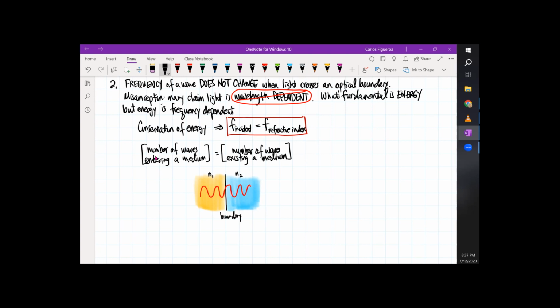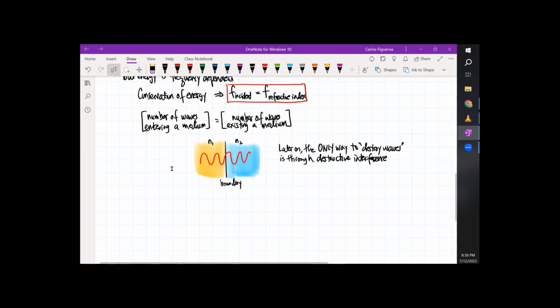And what we'll see later on is that the only way to "destroy" waves, and note that there are quotes because it's more complicated than that, is through something called destructive interference. But even then, it really does change. So now, here we go.